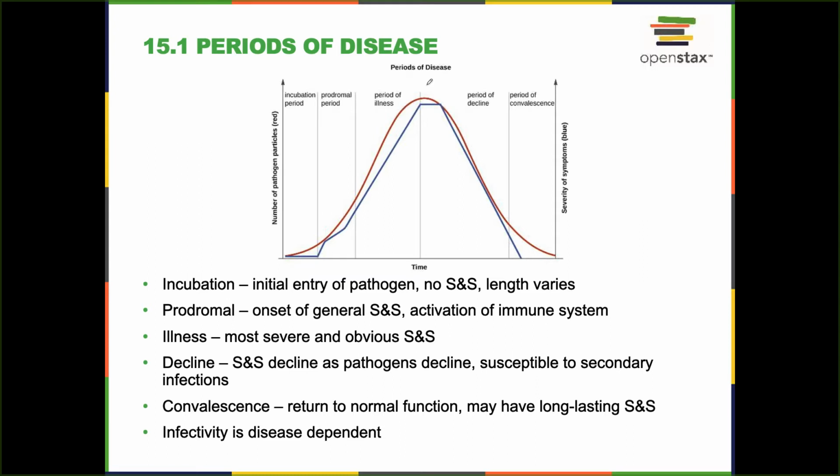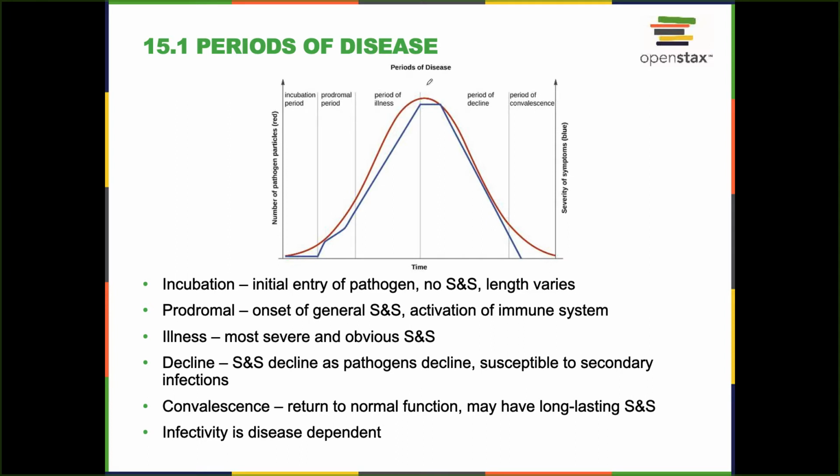right? But because your body is in this weakened state, your immune system really is only good at fighting one infection at a time. Here you're susceptible to secondary infections, and we'll talk a little bit about what secondary infections are a bit later. But it's the period of decline when you are prone to those types of things.